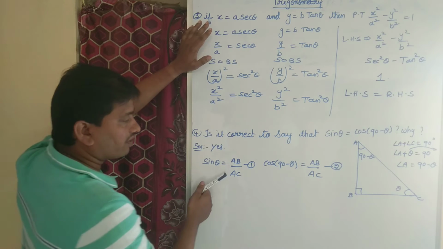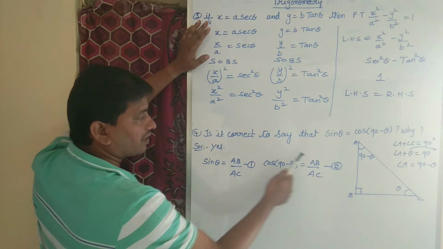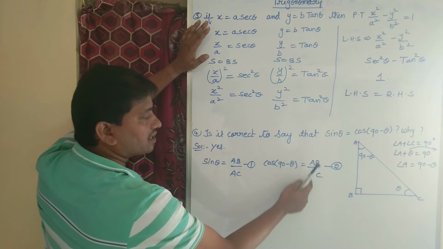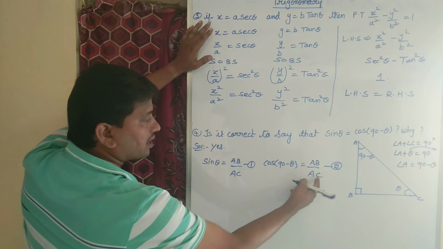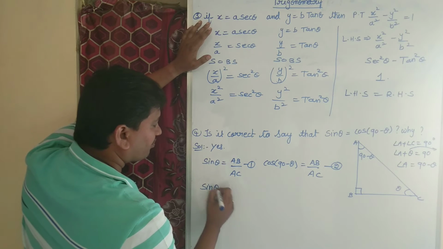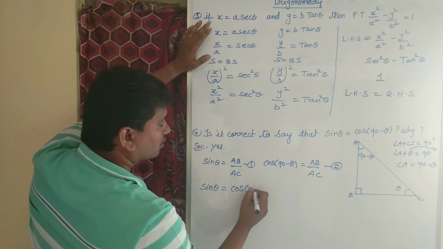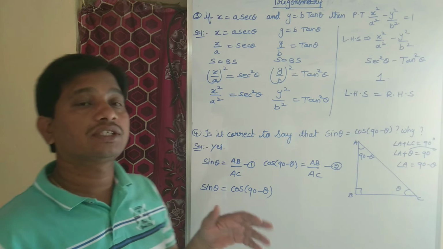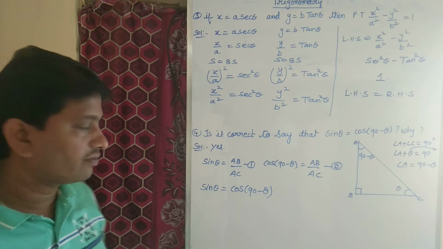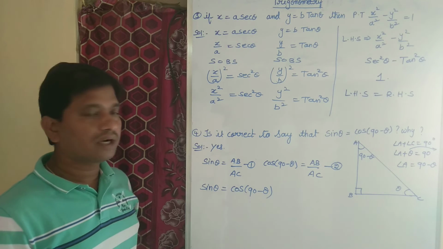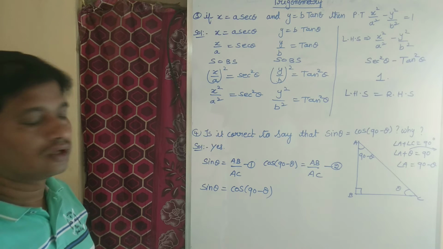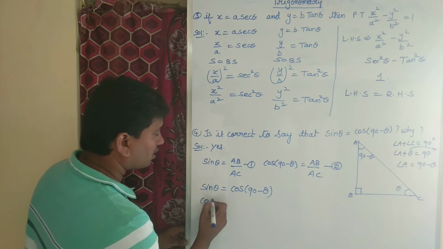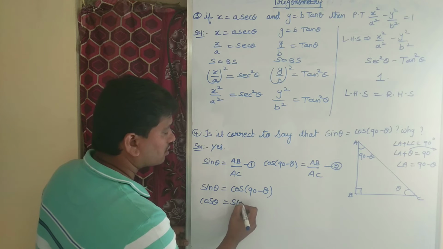From equation number 1 and equation number 2, if you observe the right hand sides, they both are equal, AB by AC. If right hand sides are equal, I can equate the left hand sides, so sin theta equals cos 90 minus theta. Yes, that is trigonometric ratios of complementary angles. Sin theta is nothing but cos 90 minus theta. What is cos theta? Cos theta is nothing but sin 90 minus theta.